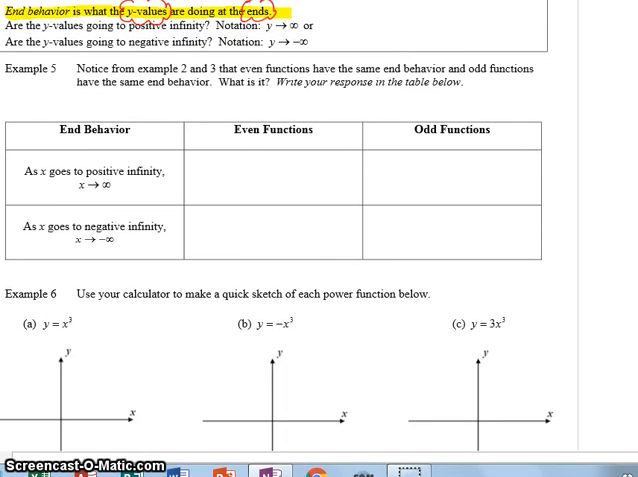Okay, so the first little chart here says, notice for examples 2 and 3, the even functions have the same end behavior and the odd functions have the same end behavior. What is it? Write your response to the table. All right, even functions like x squared, x to the 4th, you're going to notice, okay?